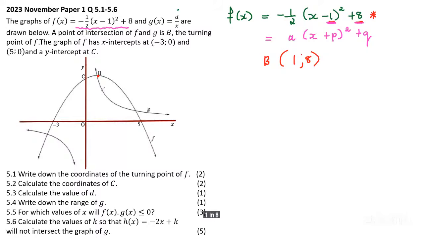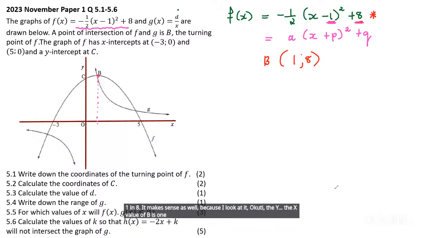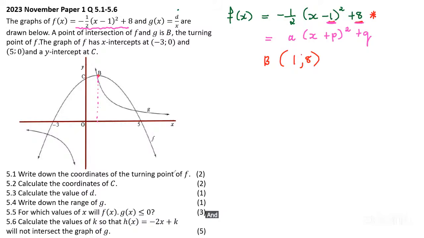It makes sense as well, because I look at it, and the x value of B is positive and the y value of B is also positive. So it's (1; 8). All right, I'm ready for this one. I'm on 5.2. Calculate the value of C, or the coordinates of C.